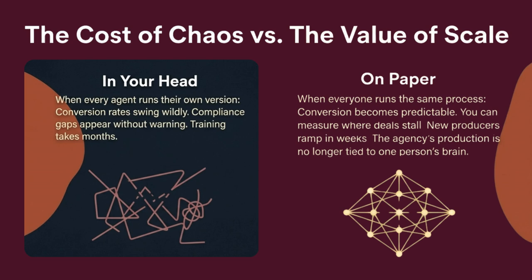When everyone runs the same process, the opposite happens. Conversion becomes predictable. You can measure where deals stall and fix it. New producers ramp in weeks because the steps are written down, and the agency itself becomes more valuable because the production is not tied to one person's brain.